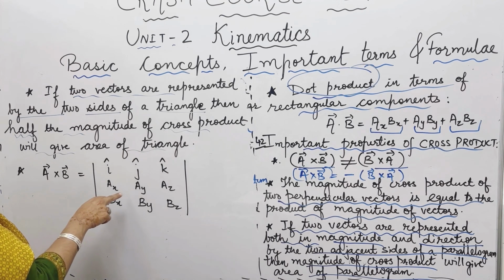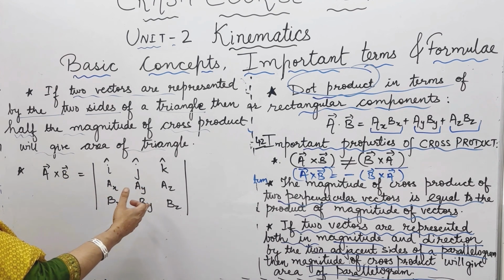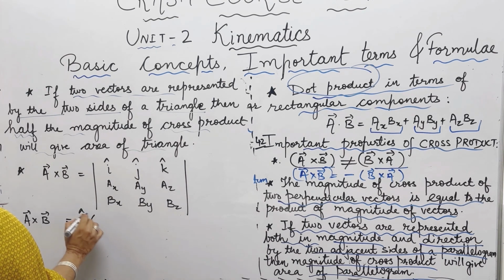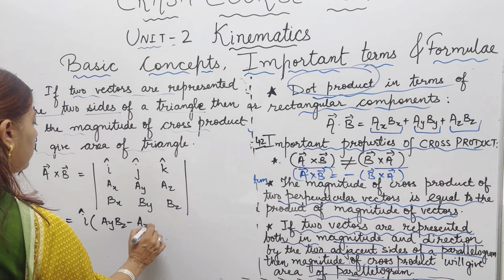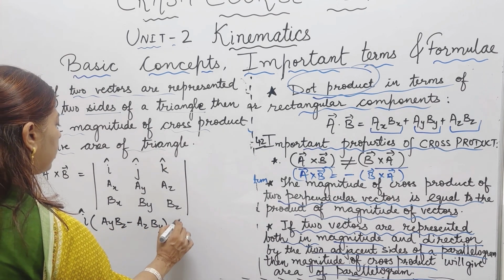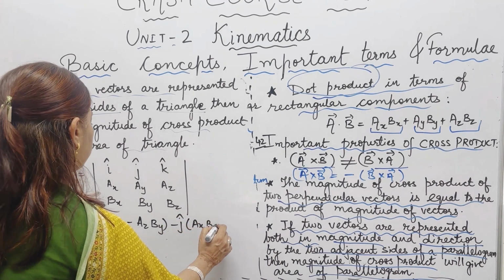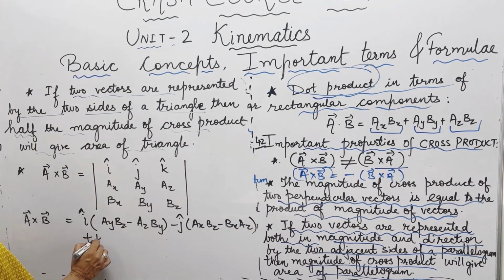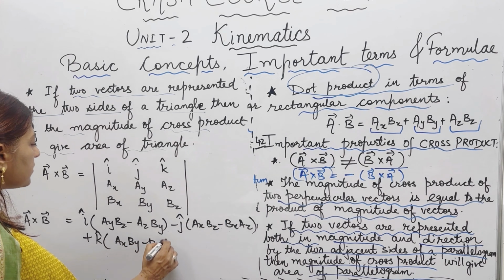When we resolve it in the rectangular components, A cross B can be given by this relation. For solving this matrix, we will get A cross B equal to i cap (AY BZ minus AZ BY) minus j cap (AX BZ minus BX AZ) plus k cap (AX BY minus BX AY).